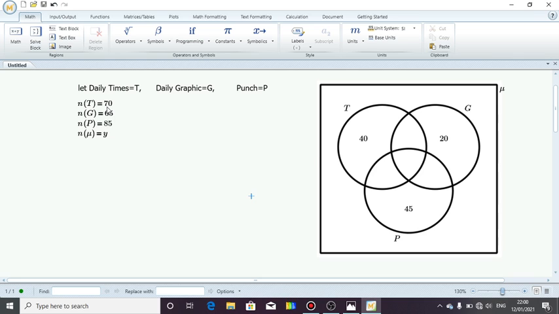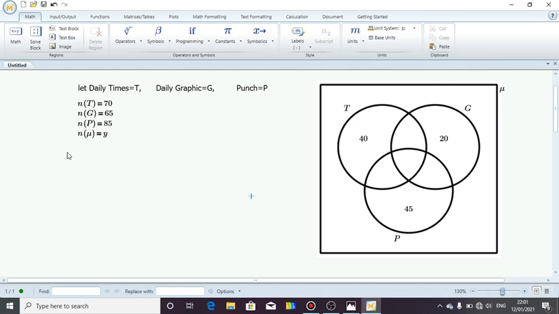70 apply to daily times. So the full circle here is for daily times. They are 70. Then those that apply to only daily times, they are 40, and they are going to be in this place in the circle. Please take note of this. It is very, very important. The same thing with graphics. Those that apply to daily graphics in general are 65, but only graphics, they are 20, and this is where you're supposed to place them in the Venn diagram.